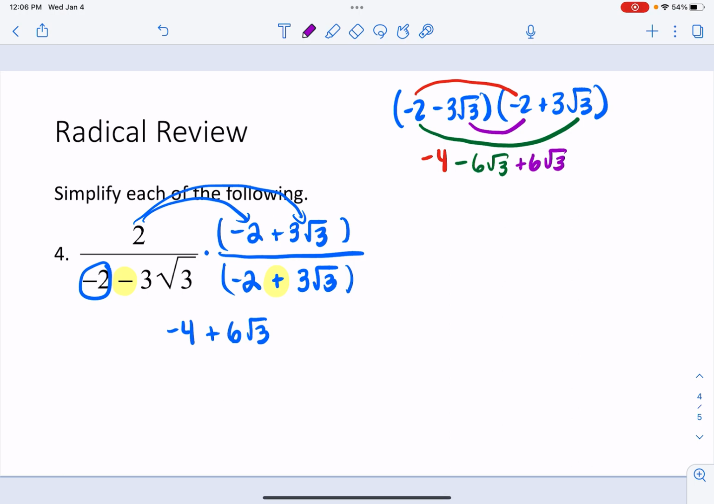Those should cancel. And then lastly, our last terms together. So that is a negative. It's always a minus. 3 times 3 is a 9. √3 times √3 is a 3. So that simplifies. Middle terms go away to -4. Why is that negative? That should be a positive.